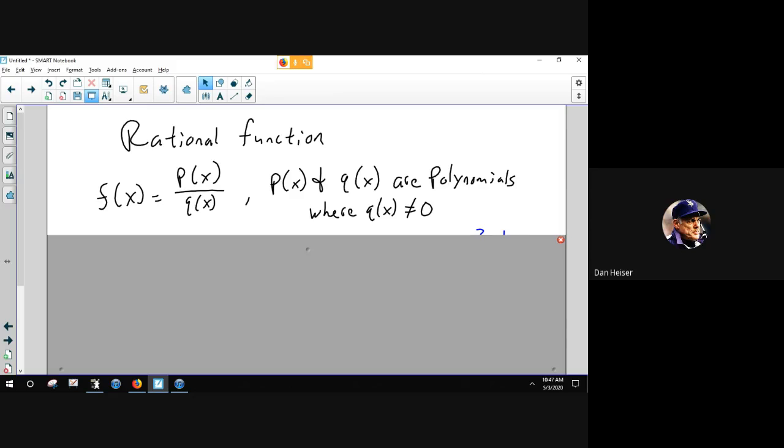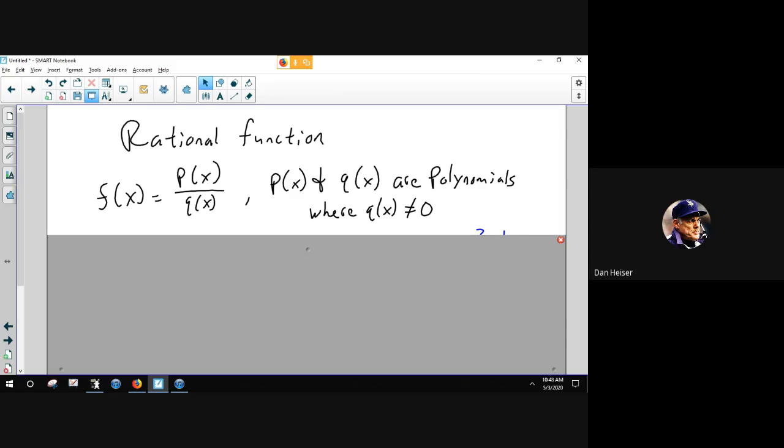Numerator only, we can rewrite in linear form. So something like x minus 3 over 5 is really a linear function. We can rewrite it as 1/5 x minus 3/5. So to be considered rational, we need variables in at least the denominator. Oftentimes we get variables in both places.